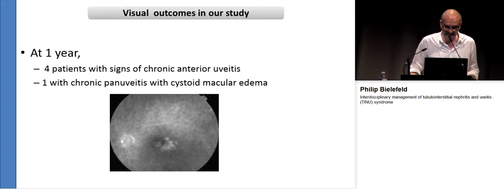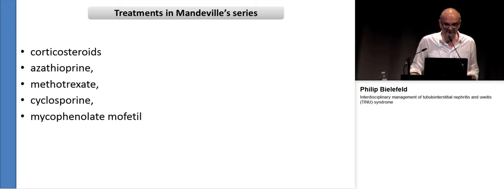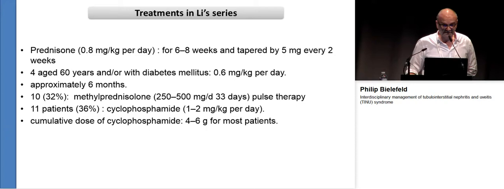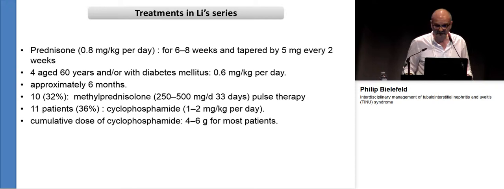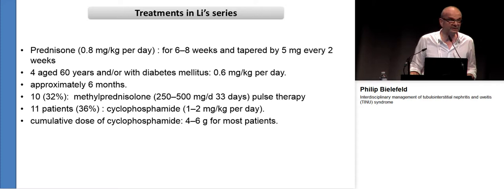What treatment, finally? In Mandeville's series, authors used corticosteroid, azathioprine, methotrexate, cyclosporine, mycophenolate. In Lee's series, all patients received 0.8 mg/kg/day for 6 to 8 weeks, and then progressive taper up to 6 months. 4 received a bit less because of diabetes. 10 received pulse therapy with methylprednisolone, and 11 patients received cyclophosphamide up to a median cumulative dose of 4 to 6 grams.